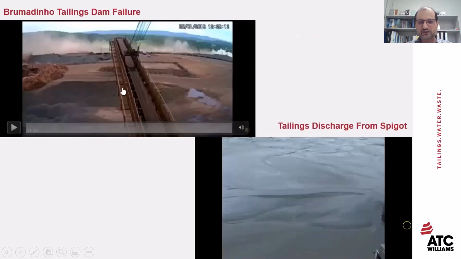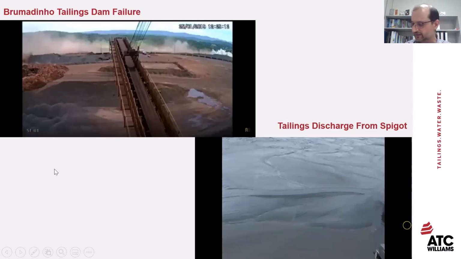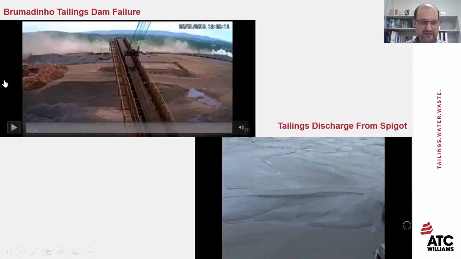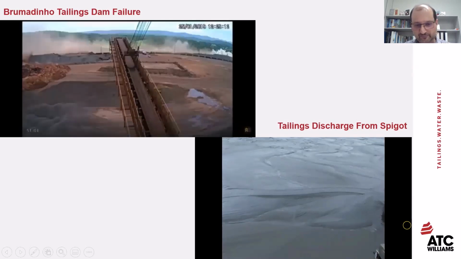I just want to share with you a few seconds of two videos that I'll start both of them together. The top left one is a few seconds of the Brumadinho tailings dam failure, and the bottom left one is the tailings discharge from a spigot at an active TSF. Let me just start the two videos, and I want you to look at the two phenomena together.